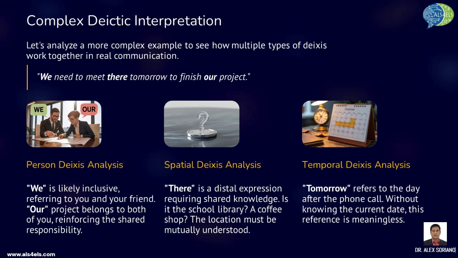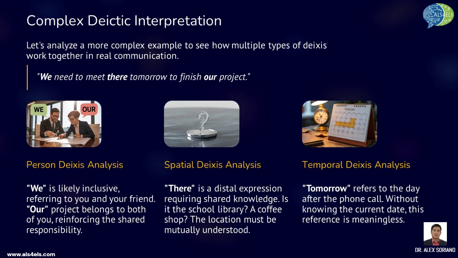In everyday life, we often use multiple types of deixis together in a single sentence. Let's analyze a more complex example: "We need to meet there tomorrow to finish our project." Person deixis analysis: "We" is likely an inclusive pronoun, referring to both the speaker and the person they're talking to. "Our" reinforces this shared group and shared responsibility for the project.